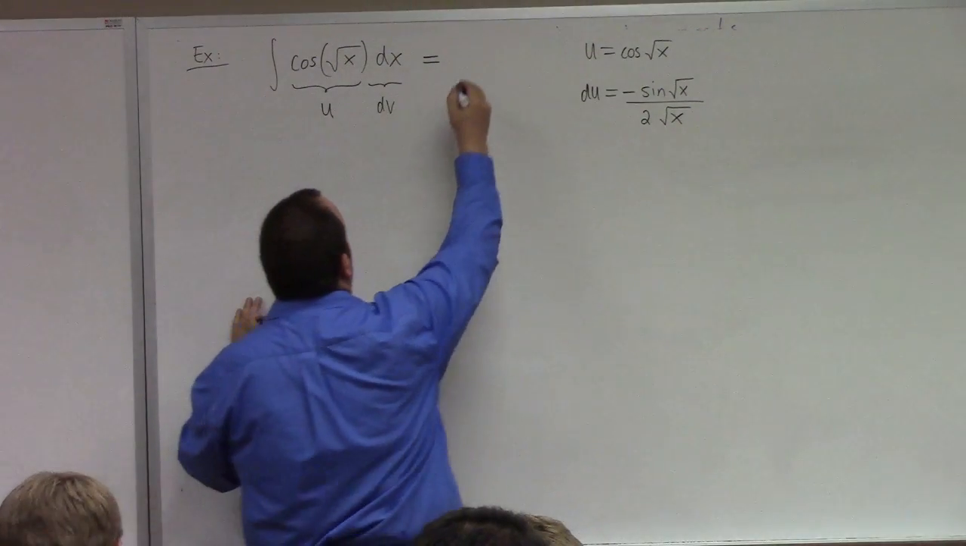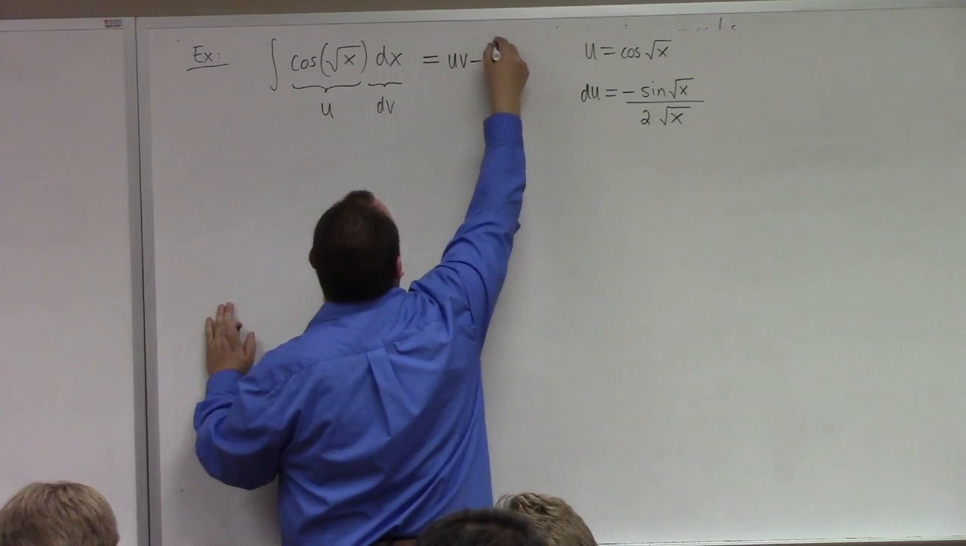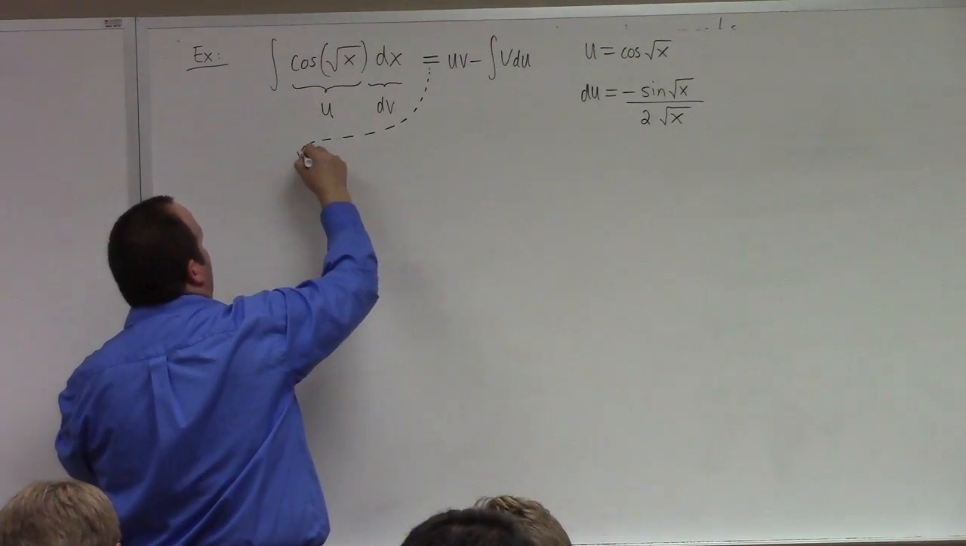So, all right, I've left myself not enough room here, sorry. uv minus the integral of v du. And then poor planning on my part. Sorry about that.